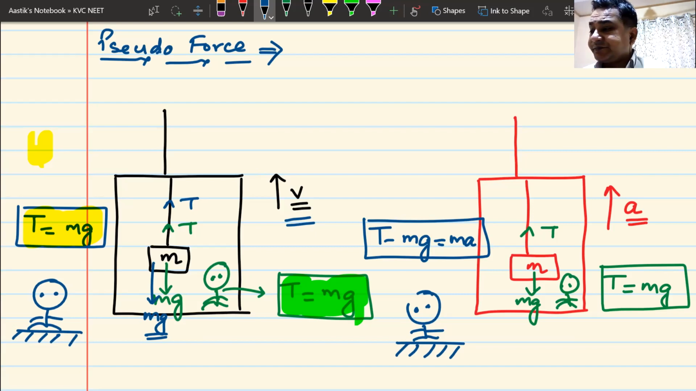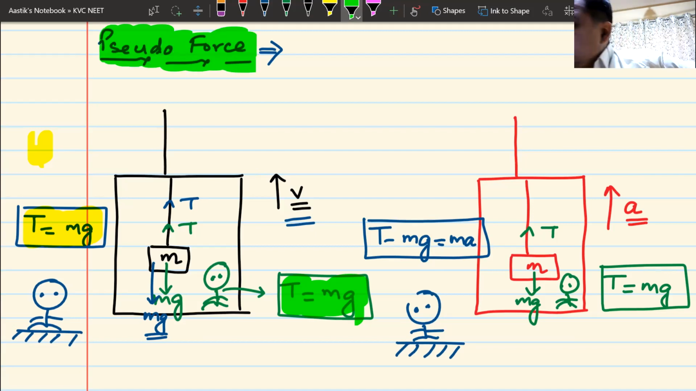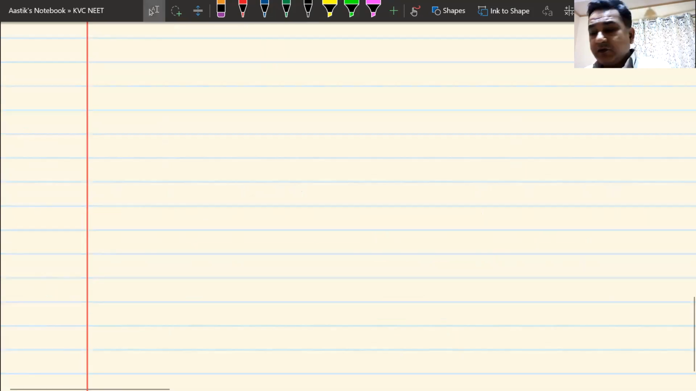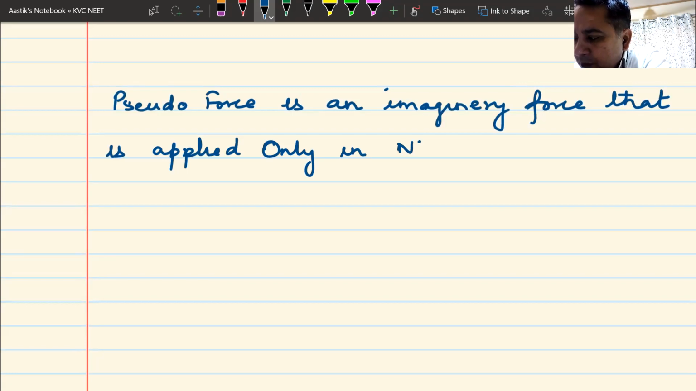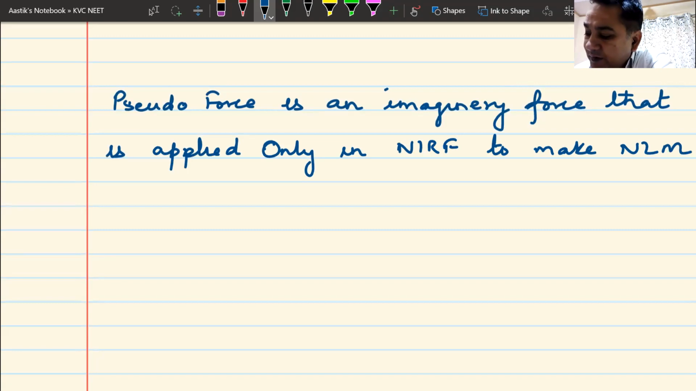Now, how do I correct it? We correct it using the concept of pseudo force. Let us first understand what pseudo force is, and then we will try to correct this equation. In non-inertial reference frames, to make Newton's laws of motion valid, if you want to apply Newton's laws of motion from a non-inertial reference frame, you have to apply this pseudo force.